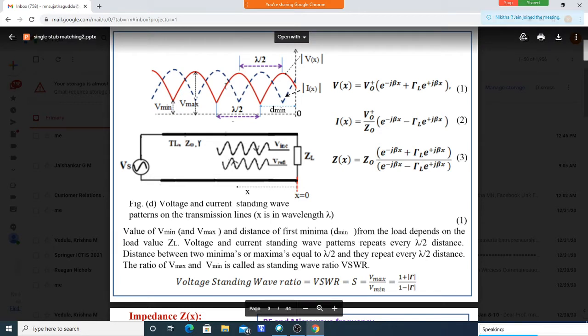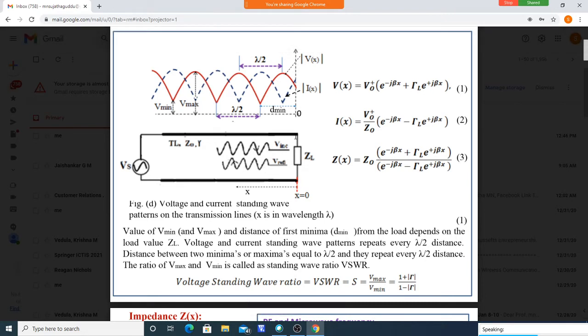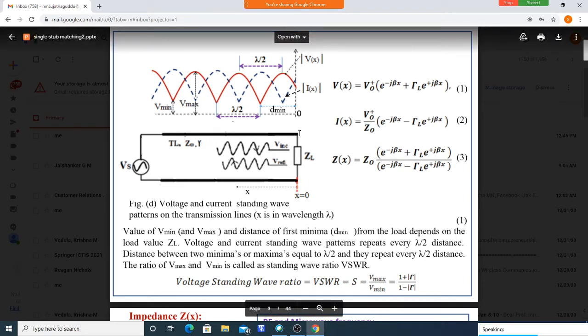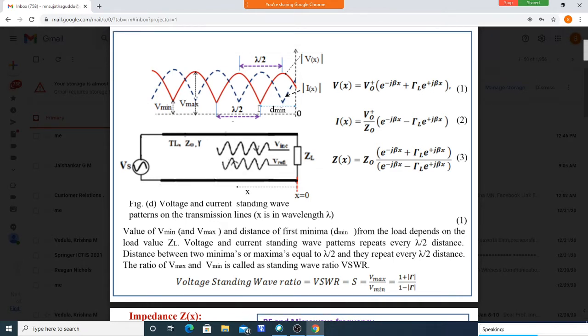Okay, similarly again it will repeat in here. ZL will repeat here at this position. So voltage is varying like this, and current is varying like this. Wherever voltage minima is there, current is maxima. See, this is maximum current. This is the current wave over a transmission line. As you move with respect to distance, voltage and current vary like this.